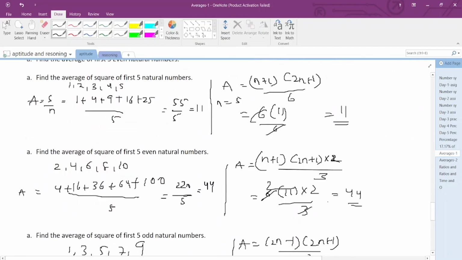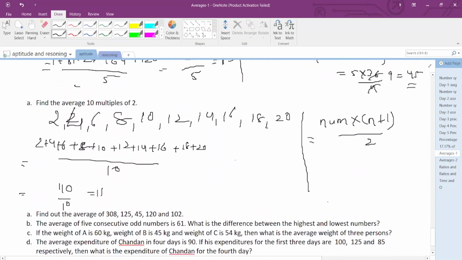Yeah, number into n plus 1 by 2. So what number did he give? He gave 2. So 2 into n, what did he give? He gave 10, right? 10 plus 1 by 2. 2 to cancel, and 10 plus 1 is equal to 11. So in this way you can solve any.